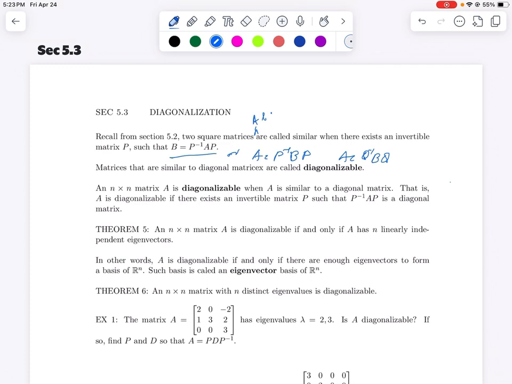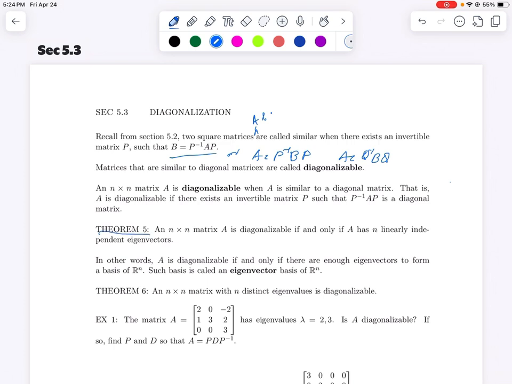Matrices that are similar to diagonal matrices are called diagonalizable. An n by n matrix A is diagonalizable when A is similar to a diagonal matrix. That is, A is diagonalizable if there exists an invertible matrix P such that P inverse AP is a diagonal matrix. So there is a theorem here, theorem 5.